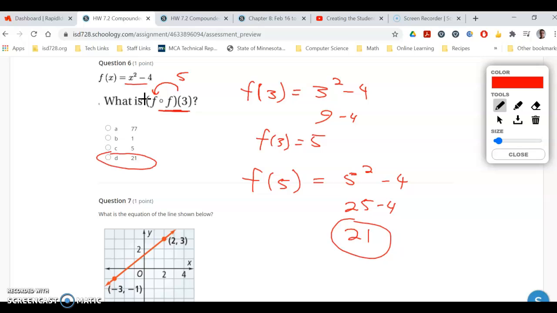So you kind of do the f function twice, starting with 3 and then going from there. So letter D, at least for me, is the right answer. 21 is the right answer.